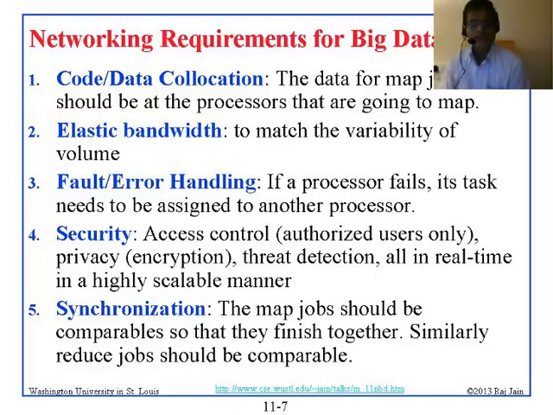Synchronization is that the map jobs should be comparable. When you divide the jobs, you want to make sure that they all are similar, because if one job is very big and takes a day to finish and the other jobs are very small and finish in a few hours, then the reduce jobs are just waiting, doing nothing. They cannot reduce really. I mean, they can reduce piece by piece, but it is much easier for them if they get all the pieces together. So how is this possible?